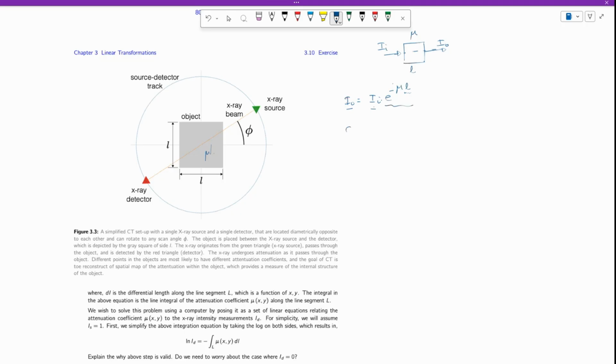What will happen if phi is not equal to 0? Or let's do this. What if phi is 90?